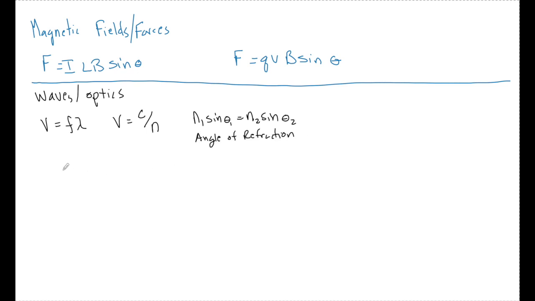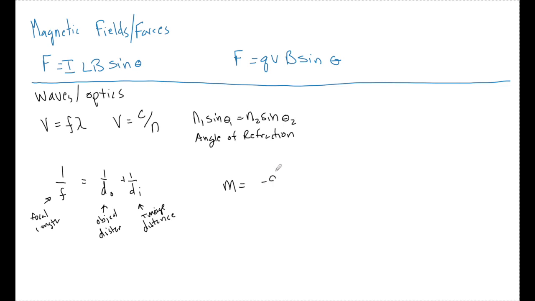When I get to lenses and mirrors, I could say that 1 over f, and this is not going to be frequency, so hold on one second, is going to be equal to 1 over d_o plus 1 over d_i. So this is going to be focal length, this is going to be the object distance, and this is going to be the image distance. For magnification, I could say that the magnification is equal to minus d_i over d_o. And if M is less than 0, the image is inverted.